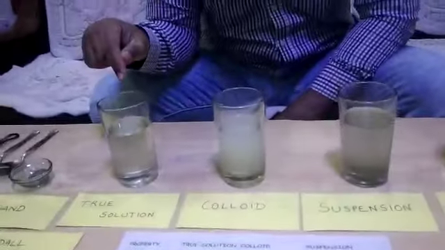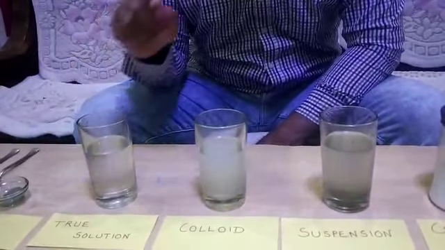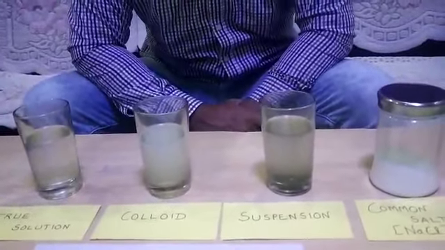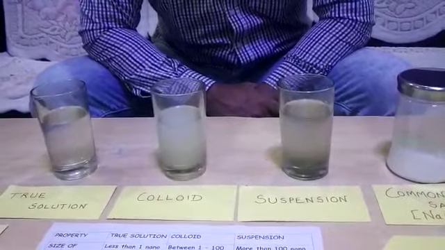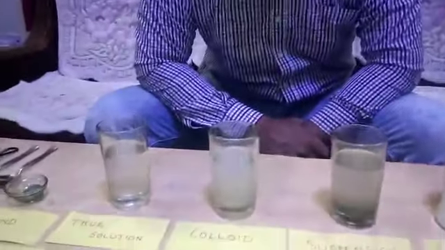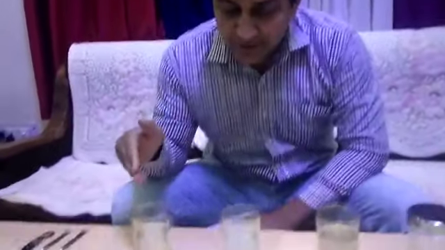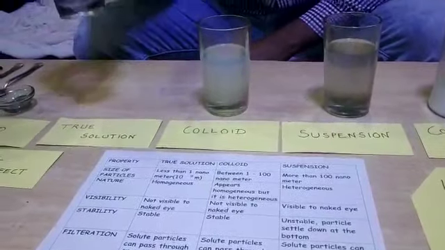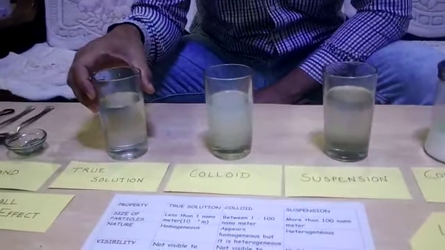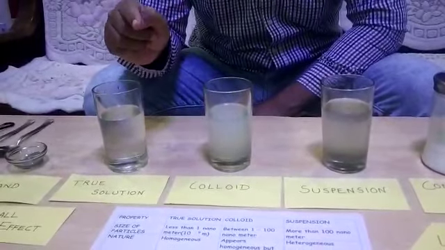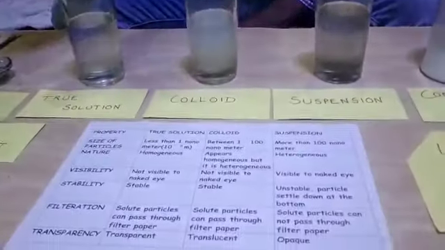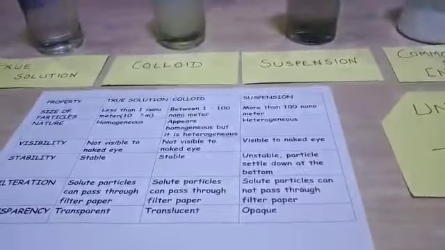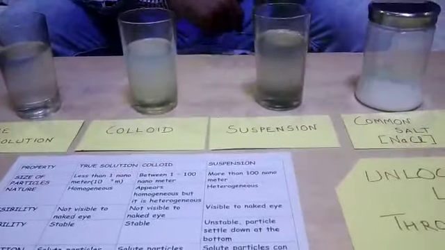Now let's study the characteristic properties of the three. A solution is a homogeneous mixture, a colloid is a heterogeneous mixture, and a suspension is also a heterogeneous mixture. Who decides this? Let's understand that and study different properties. First is the size of the particles. The size of the particles in the true solution is smallest, ranging from 1 nanometer or less. In case of a colloid, it is between 1 to 100 nanometer. Then for a suspension, it is more than 100 nanometer.